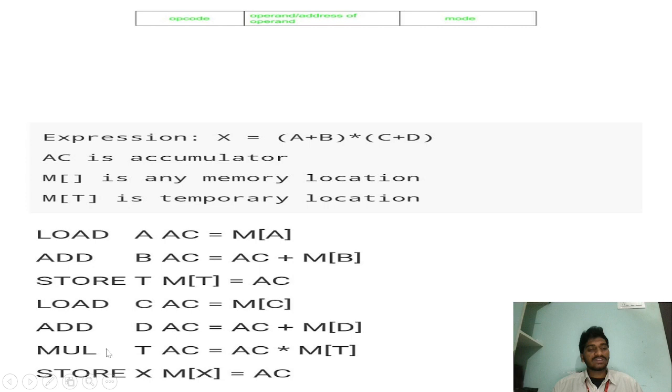Next, the next step will be multiplication. In assembly language, it can be written as MUL T, and the t value is multiplied with the accumulator. So the result will be AC equals AC times M of t. It is a temporary location, and then store the x value into the accumulator. Sorry, store the accumulator into the M of x.